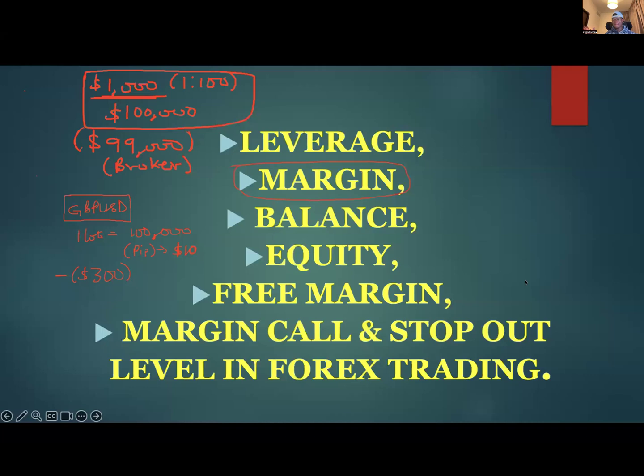As simple as that. And if you place another $300 trade again, then how much will be left in your account? If you place another trade that requires 300, 400, that 400 is your free margin. So free margin is how much is left after you place a trade. The one that is remaining. It's as simple as that. I hope now you guys understand leverage, margin, balance, equity, free margin.